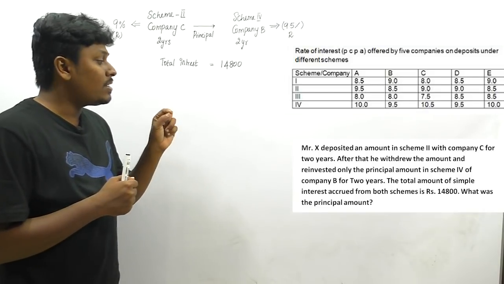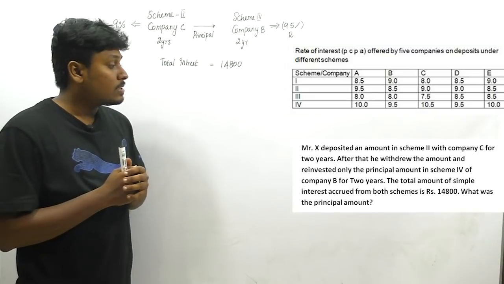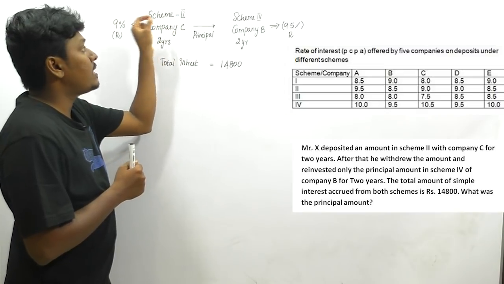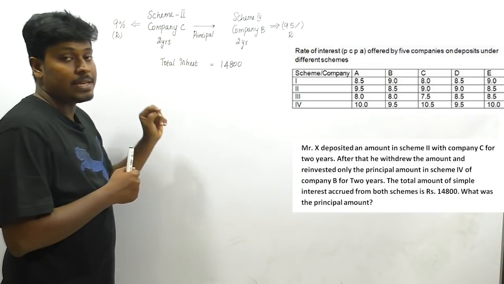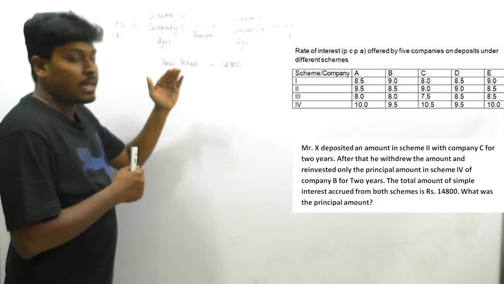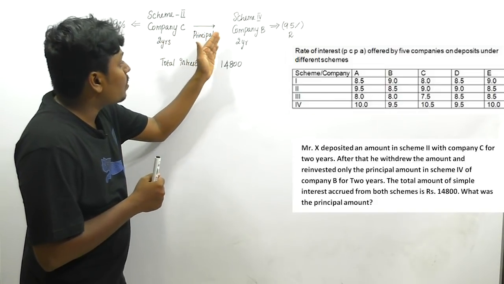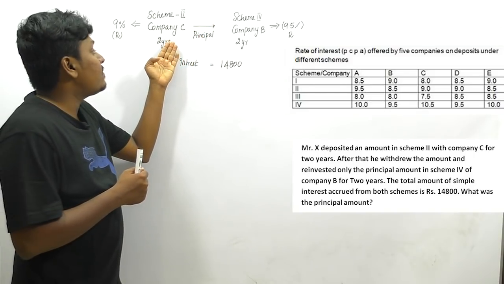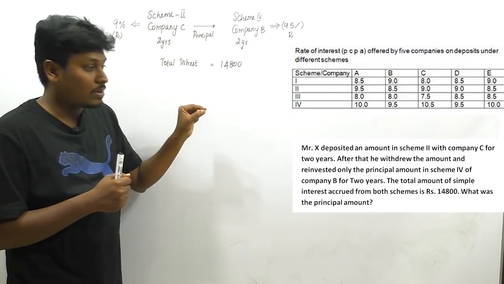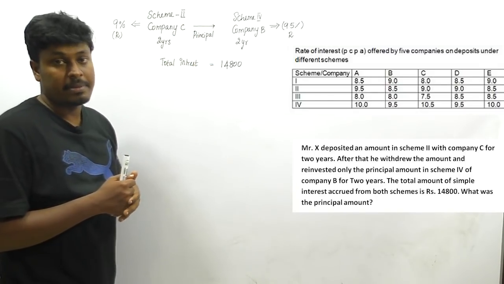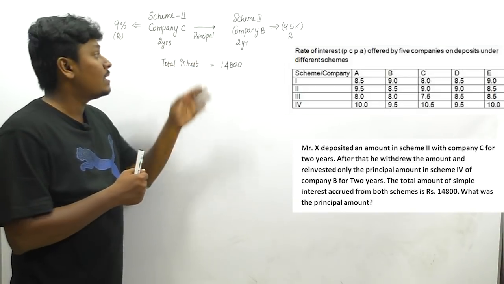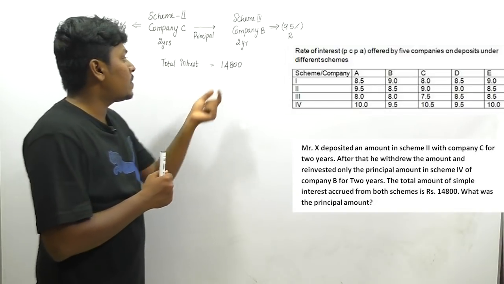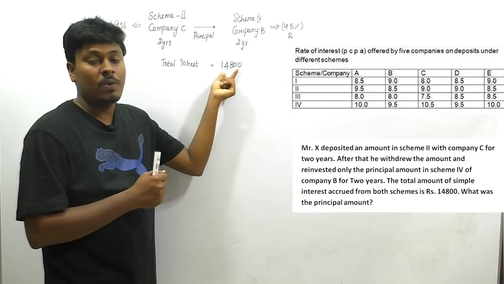So friends, first of all, this question is completely based on simple interest, right? Another important thing in this question is that Mr. X is depositing in scheme number 2 and company number C for 2 years. After 2 years, he withdraws the amount, but he is not investing the overall amount in scheme number 4. Remember, he is investing only the principal amount in scheme number 4. See the question here, friends, he is investing only the principal, right? So he is not investing the overall amount. That is for company B and 2 years. Finally, he got 14,800. So first of all, we know that this 14,800 is the total interest, right?